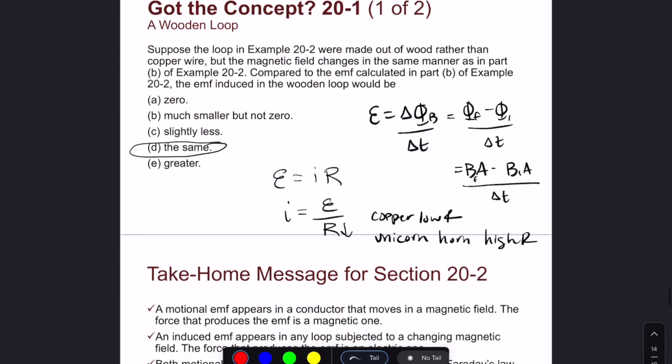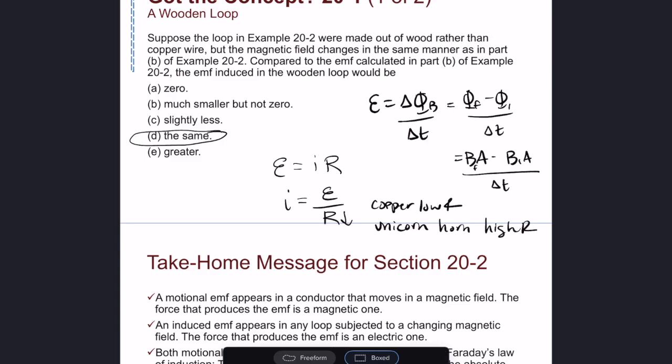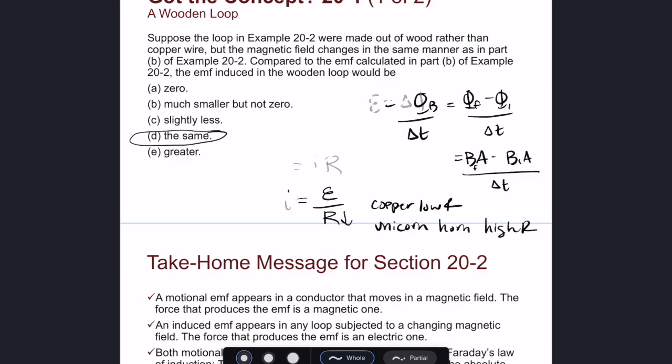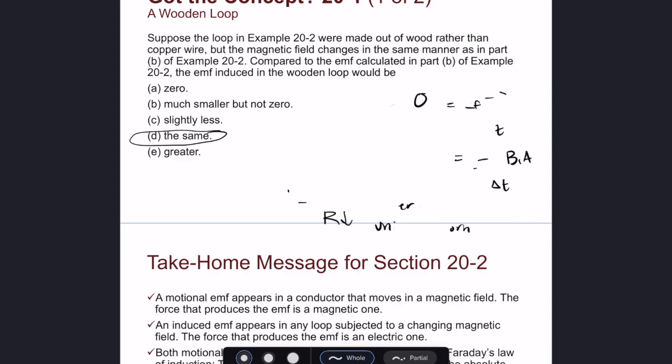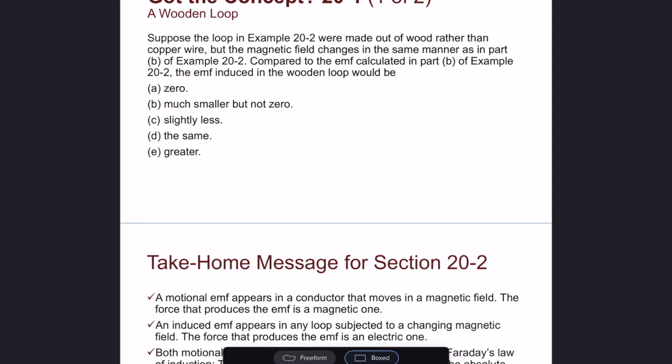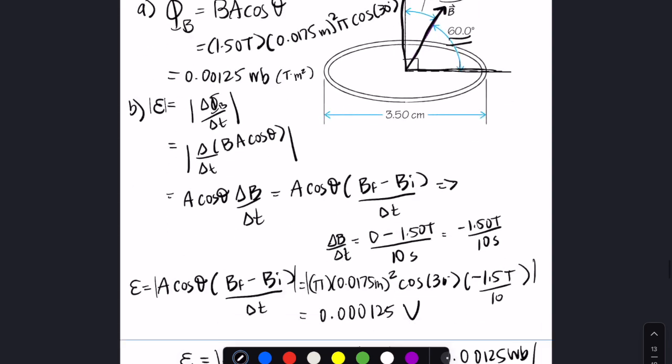Now this is an interesting concept. Let me go ahead and erase this stuff real quick. So what if instead of a copper loop, like in that previous example, what if we replaced it with wood? You already saw the answer, so let's explain why. The question is, what would happen to the EMF if it was wood? If, instead of having a piece of copper here, we had a piece of wood.